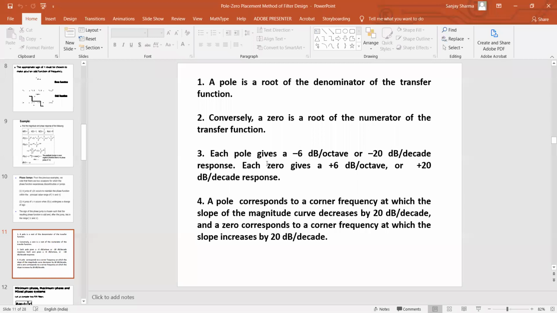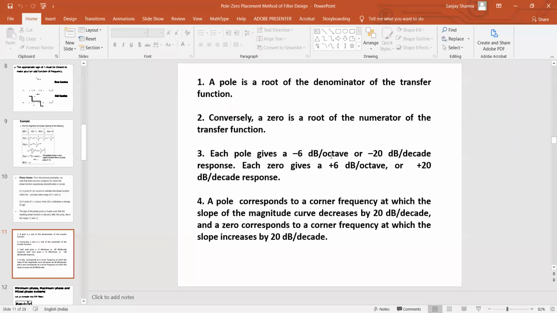Whenever you introduce a pole in the system, how does it affect the frequency response curve? It gives a minus 6 dB per octave, or minus 20 dB per decade, response. Now, what is the meaning here? Per octave means every doubling of the frequency along the x-axis.